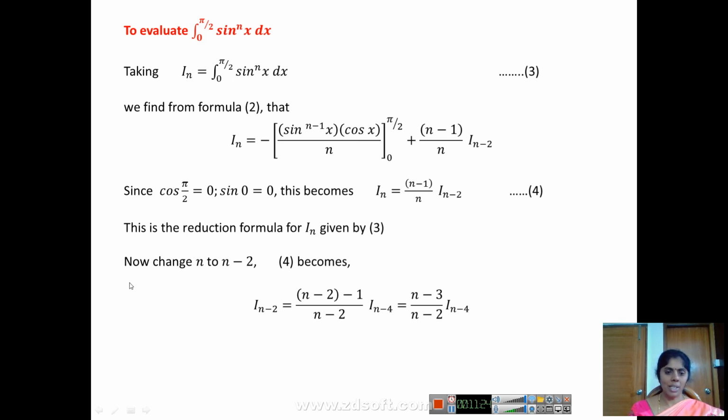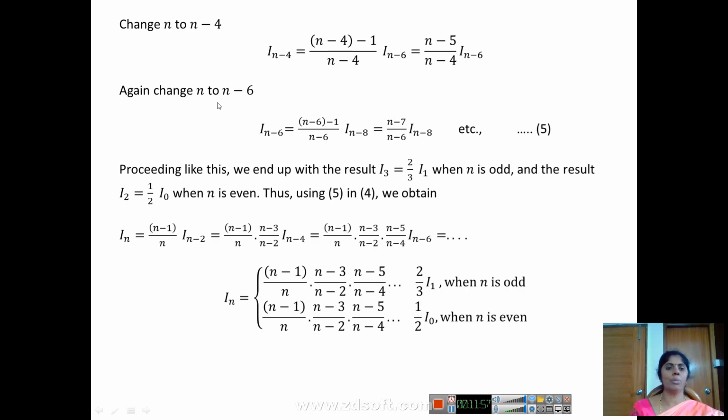That's the thing here I have given. Now change n to n minus 2 in equation 4. Therefore equation 4 becomes I_(n-2) equals (n-2-1) divided by (n-2) into I_(n-4), which is equal to (n-3) divided by (n-2) into I_(n-4). Now we have to get the value for I_(n-4). For that, what we can do is change n to n minus 4 in equation 4.